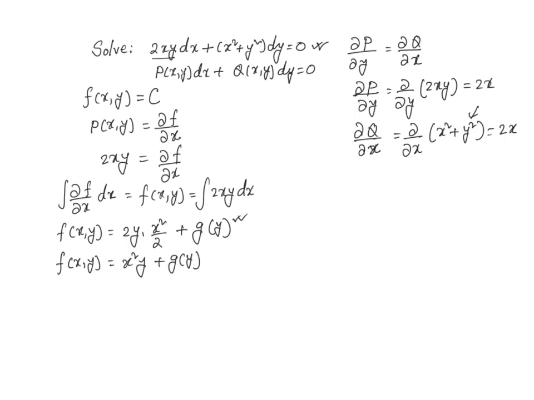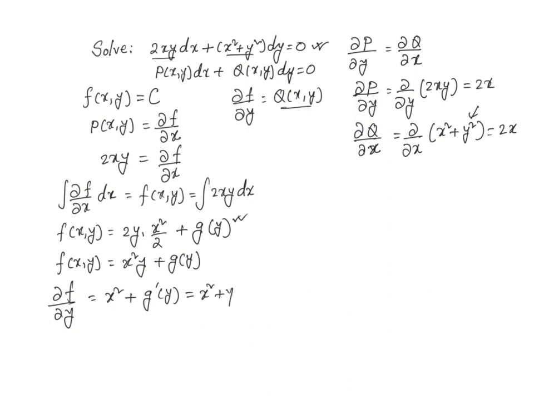Now, in theory, we found a function that is going to be a solution to this differential equation. So how do we go about finding g(y)? That's not too hard, really. You know that ∂f/∂y is equal to Q(x, y), which is x squared plus y squared. So we take the derivative of this function with respect to y, ∂f/∂y, which is going to be just x squared plus g'(y). But this must be Q(x, y), that is x squared plus y squared.